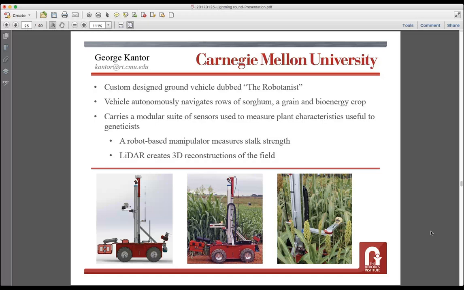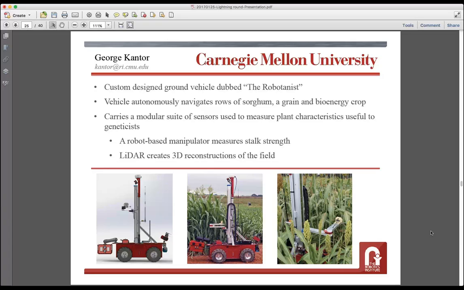Yeah, I'm going to talk to George's slide. So he's away on leave. George Kantor has been working on a number of different agricultural applications, and this one in particular is a ground robot for phenotyping crops. So it can both collect image data, measuring stalk count, stalk size, different visual characteristics of the plant, and also it has an arm that can reach out and grab the stalk and measure stalk strength.